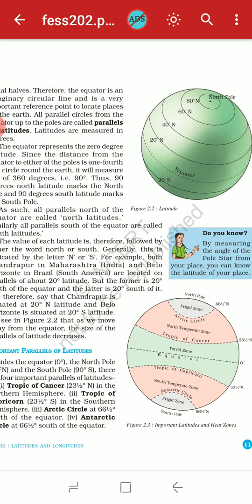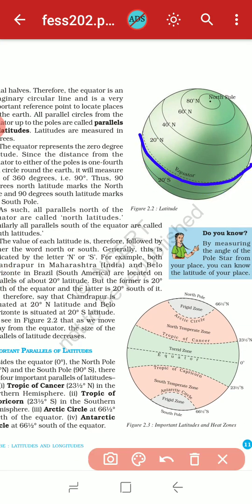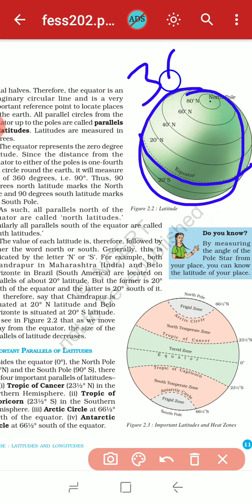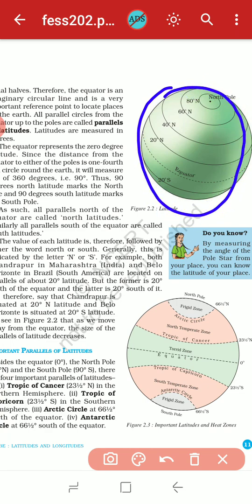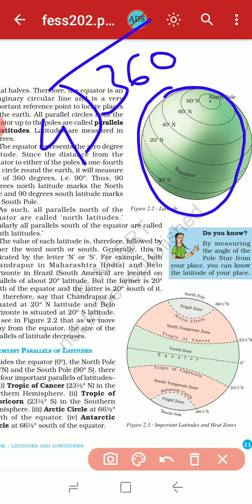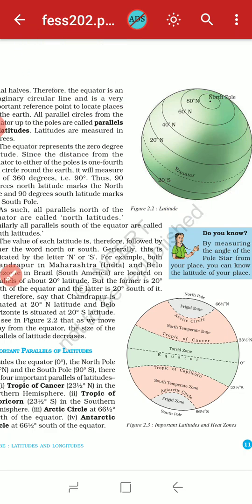For example, this is the equator, the 0 degree latitude. The distance from the equator to the pole is 1/4 of the circle, and the full measurement is 360 degrees. That means if we divide 360 by 4, we get 90 degrees. The whole circle is 360 degrees, and when we divide it by 4, we get 90.